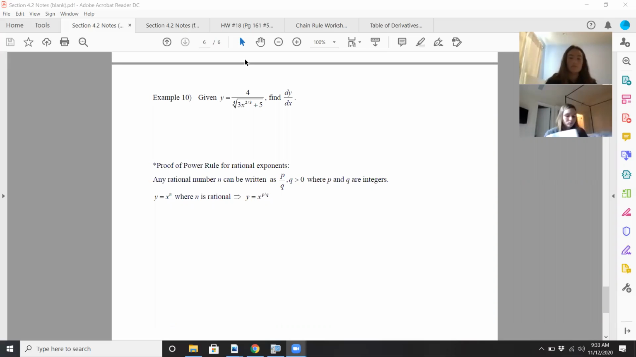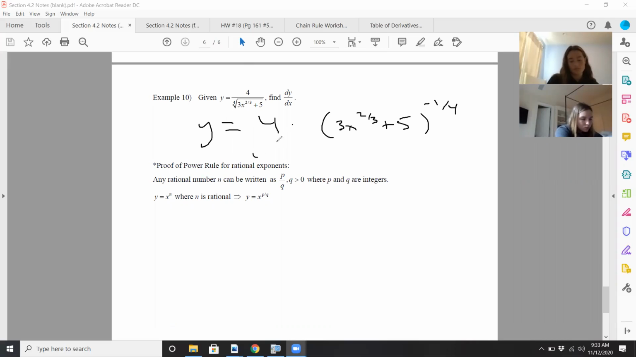But if we look at this one here, y prime, well, let's do this first. You're going to move that 1/4 to the front. (3x to the 2/3 plus 5) raised to negative 5/4, and then times the derivative of the inside.